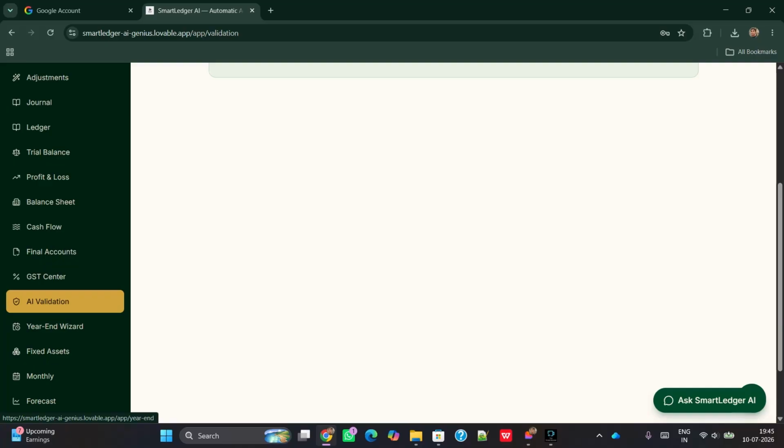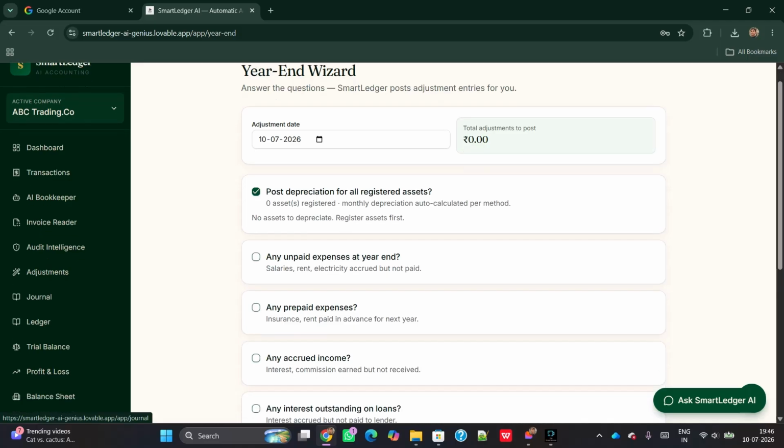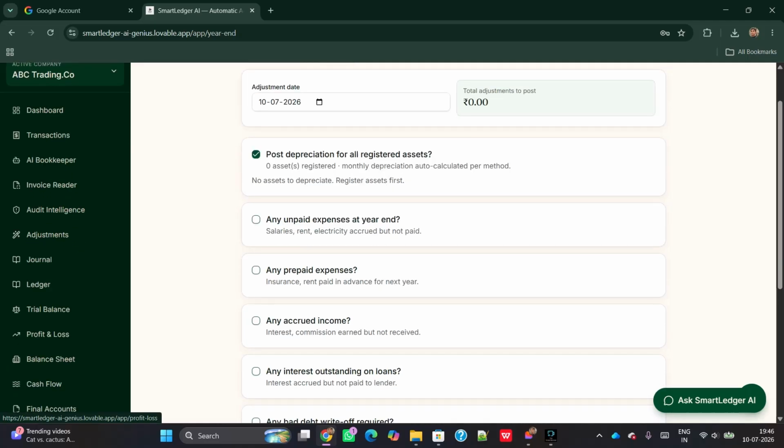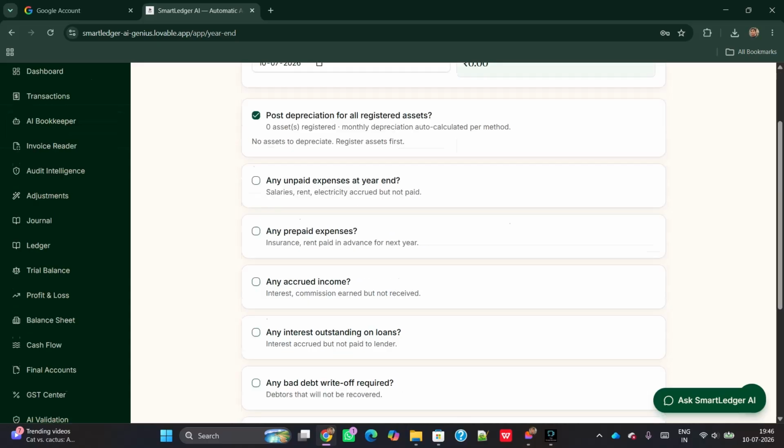Now coming down to the next feature, that is year end wizard. Year end wizard is nothing but the feature which is used at the year end by the business entity to add depreciation to the registered assets, or any unpaid expense at the year end. If any transaction occurs at the year end, this year end wizard feature is used.